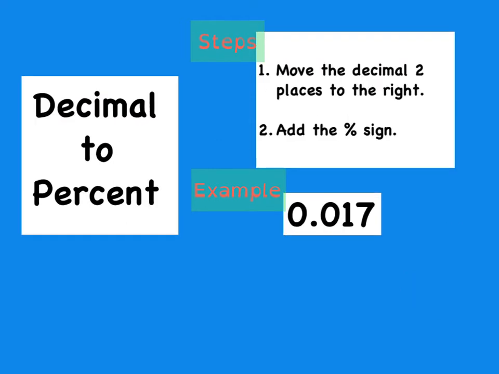So now let's convert decimals to percents. Step number 1: let's move the decimal 2 places to the right from its original spot. Looking at our example, we have 0.017. So let's move that decimal twice. The decimal ends up between the 1 and the 7, so we can write 1.7. And then all we have to do is add the percent sign, and we're done.